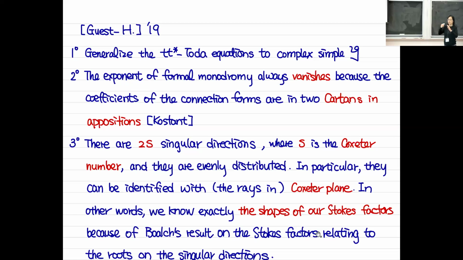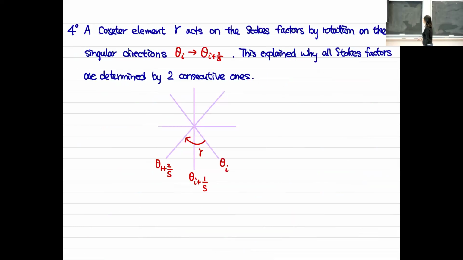So remember that we were saying that the Stokes vectors are something in the Lie group. That in fact corresponds to the roots on each singular direction, because you can identify it with the rays in the Coxeter plane. So there are certain roots on that ray, and those roots actually tell you what the shape is. We will see on the next slide what precisely the shape looks like.